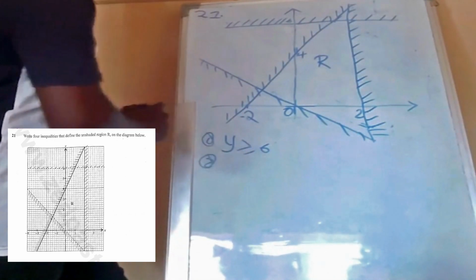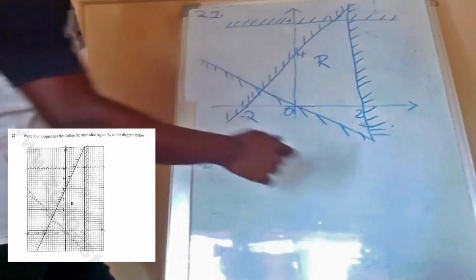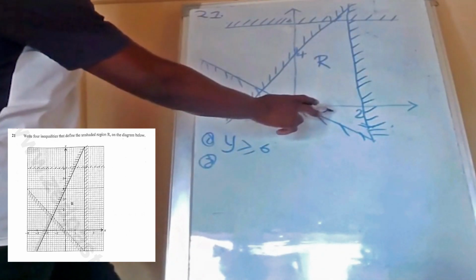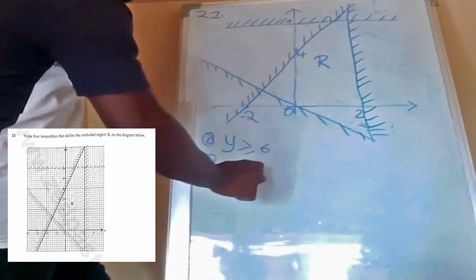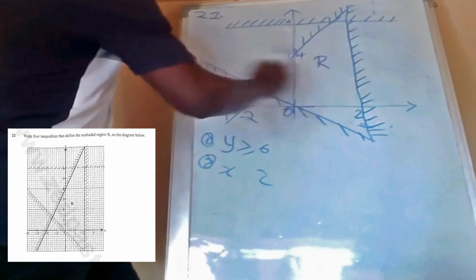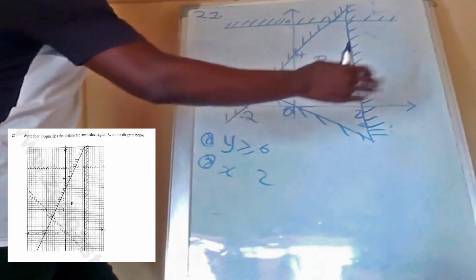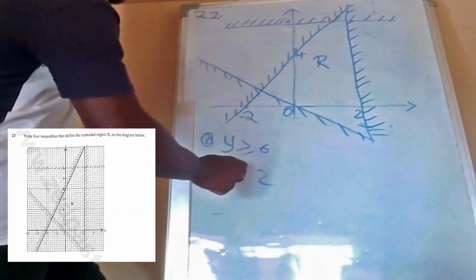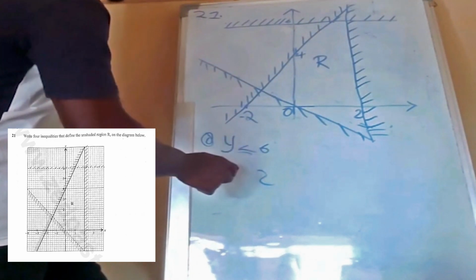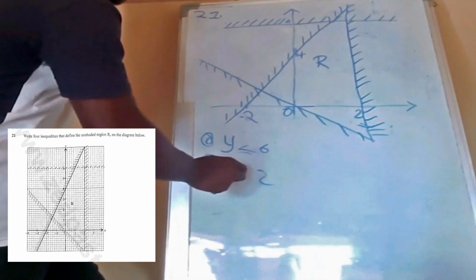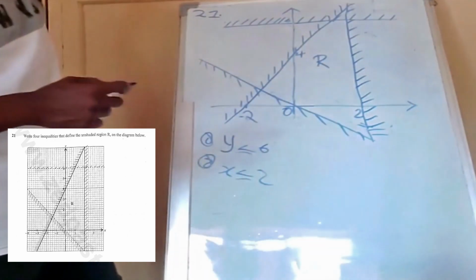Our second one, let's look at the vertical one. It's passing through 2. Hope you can see the 2. So we write x, and we write 2. Are we interested in the less than or the greater than? We're interested in the less than, so we're going to say x is less than or equal to 2.